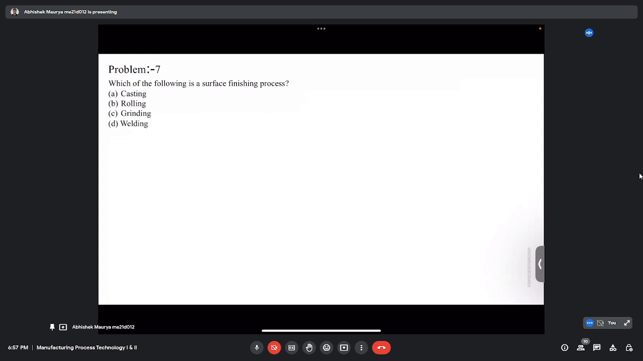Which of the following is a surface finishing process?